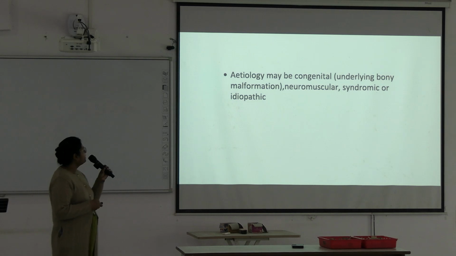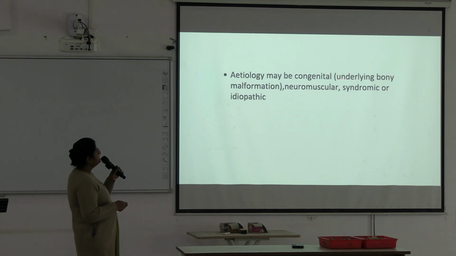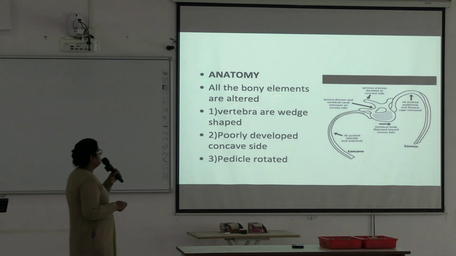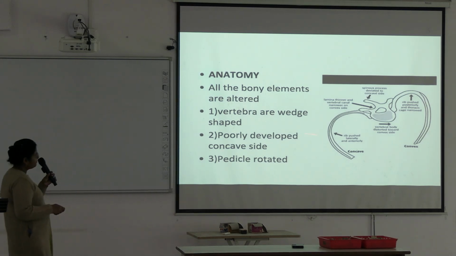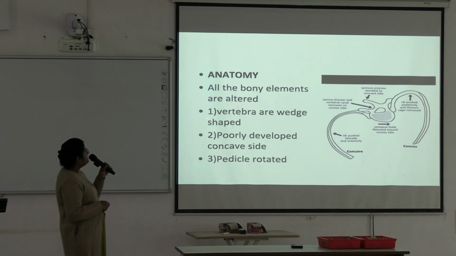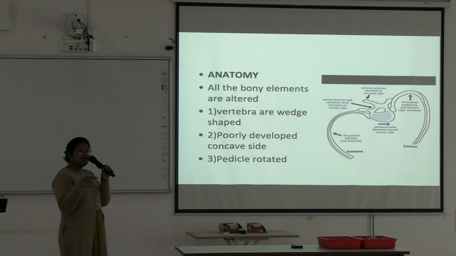So, etiology may be congenital, that is underlying bony malformation, neuromuscular, syndromic, or idiopathic. All these are etiology. In case of scoliosis, all the bony elements are disturbed. So vertebrae are wedge-shaped, poorly developed on the concave side, and the pedicle is rotated. See here, the pedicle is rotated to this side. So there is asymmetry on the two sides.